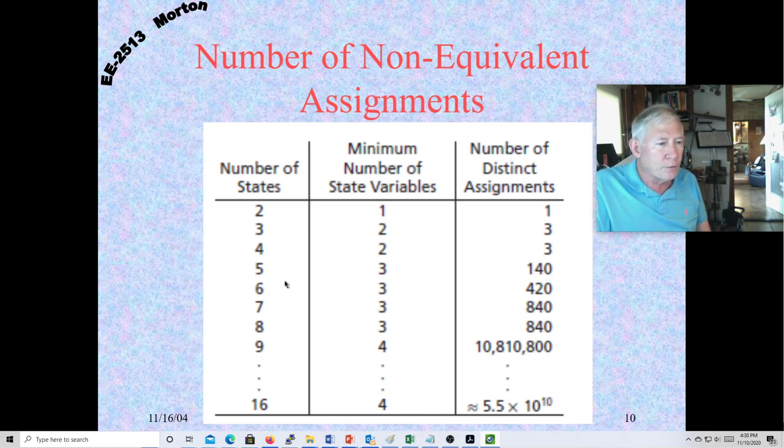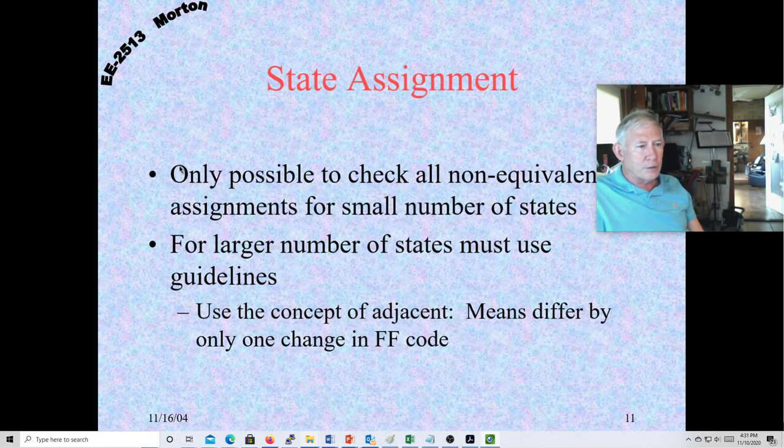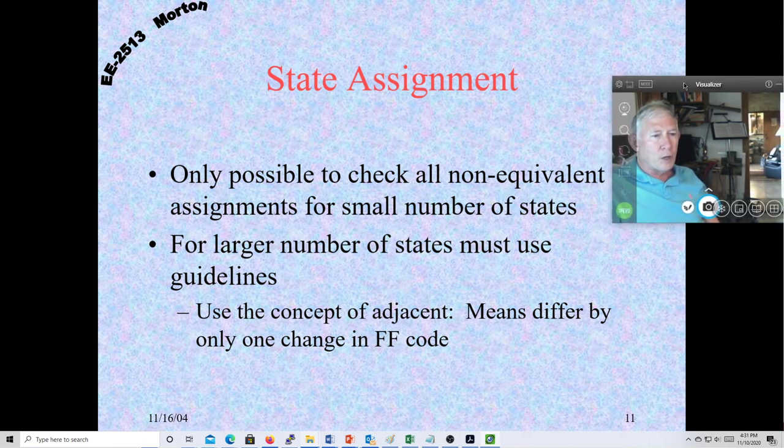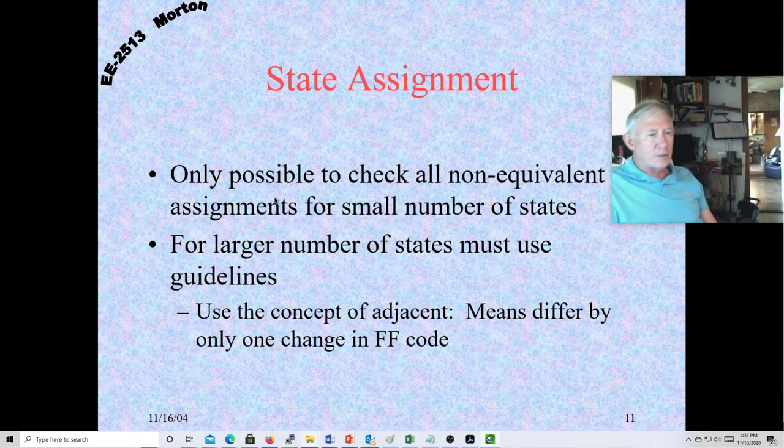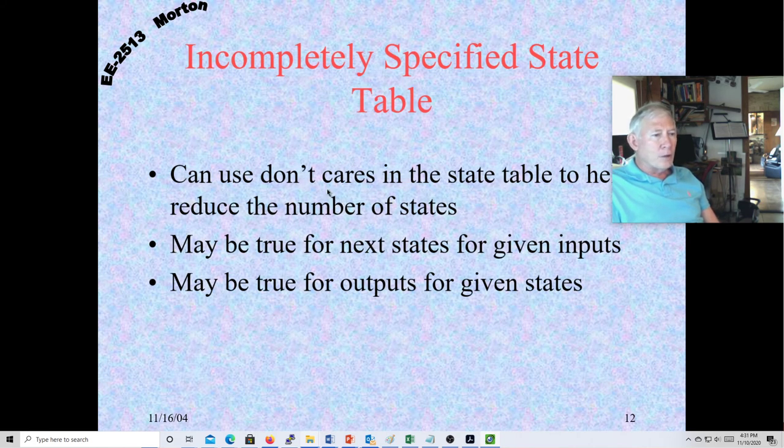When we get to 5, 6, 7 or more states, we're pretty much done with doing the brute force, trying all possible non-equivalents. So what we're going to do instead is follow some rules. Now, to follow the rules, you have to understand a concept here, and I'm going to explain it in just a second. So we talk about adjacent assignments. What do I mean by adjacent assignments?